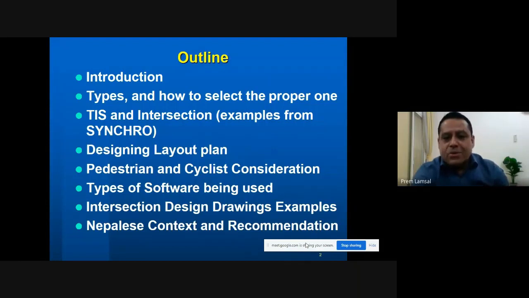I will talk about pedestrian and cyclist considerations, what we consider while designing an intersection, especially in the urban environment. I will share about the different types of software used in this industry, and show some of the intersection design drawings from projects that I have worked on. And at the last, I would try to give some recommendations in the Nepalese context.